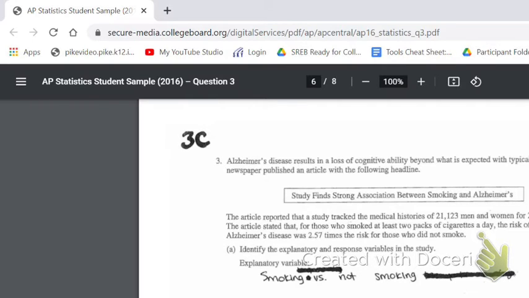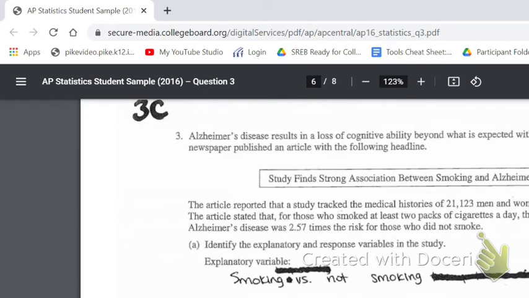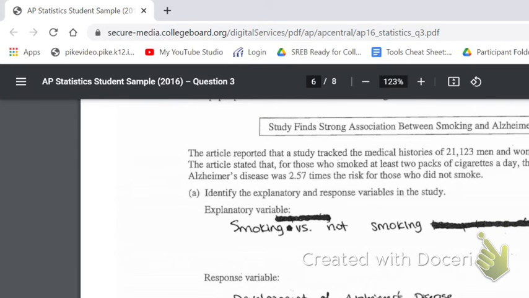Alzheimer's disease results in a loss of cognitive ability beyond what is expected with typical aging. A local newspaper published an article with the following headline: Study finds strong association between smoking and Alzheimer's. The article reported that a study tracked the medical histories of 21,123 men and women for 23 years. That's a lot of 23s. The article stated that for those who smoked at least 2 packs of cigarettes a day, the risk of developing Alzheimer's was 2.57 times the risk for those who did not smoke. Explanatory variable, smoking versus not smoking.